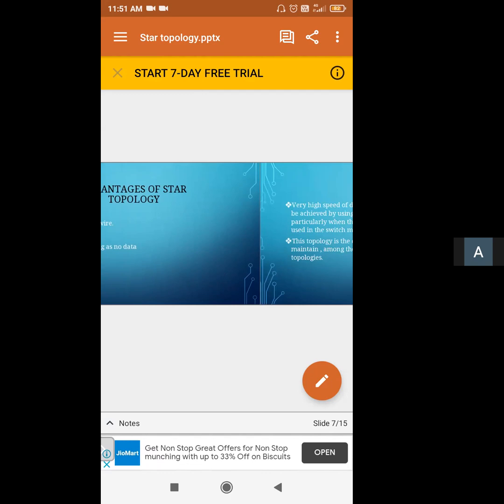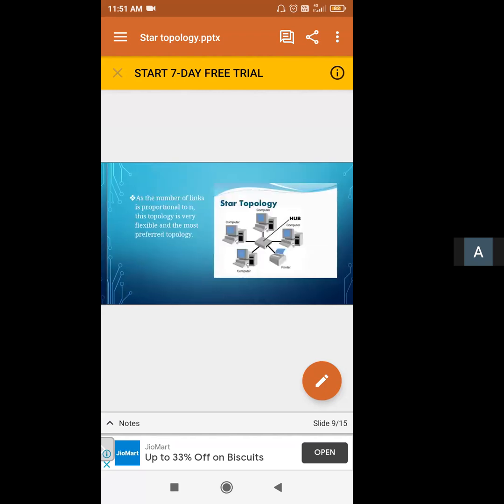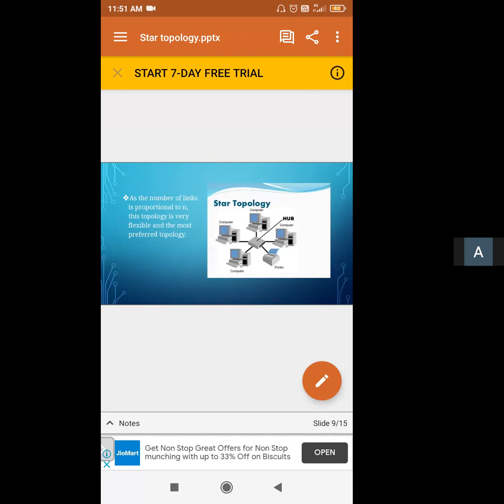A very high speed of data transfer is achieved by using star topology, particularly when the star coupler is used. One of the main factors is that this topology is the easiest way to maintain among the other topologies. Another one is that the number of links is 2n. This topology is very flat and the most preferred. This topology requires every device to connect to every other device on the network.